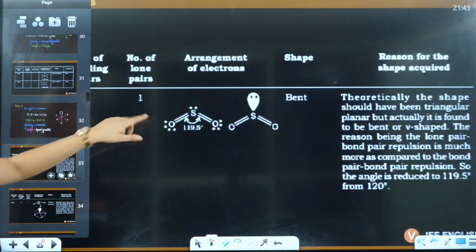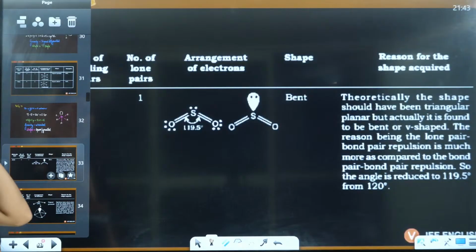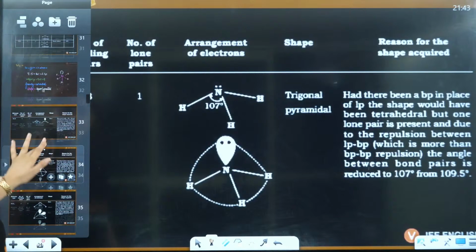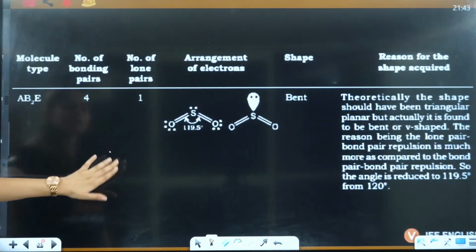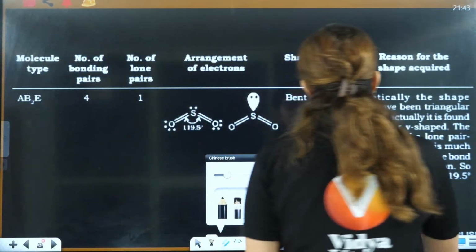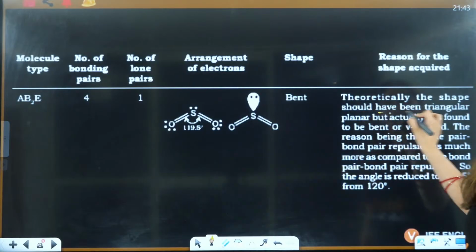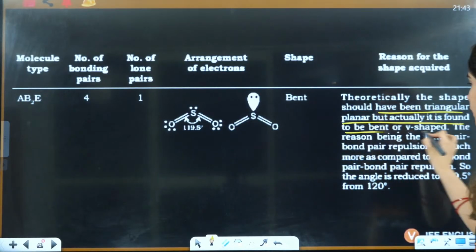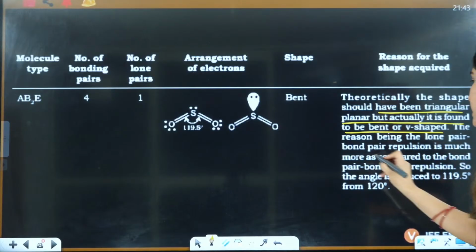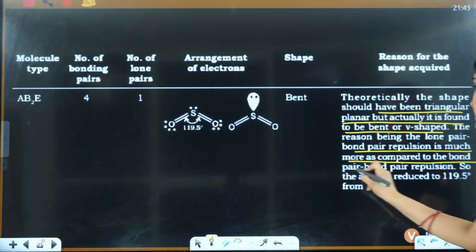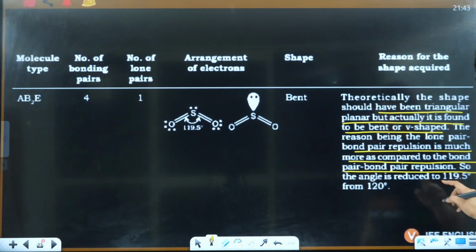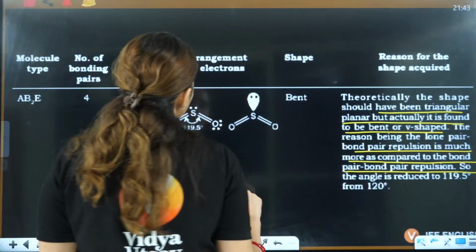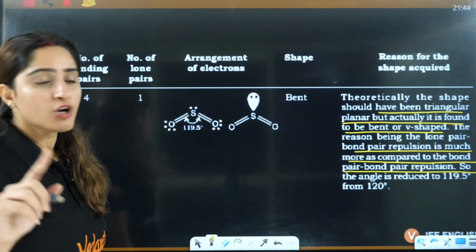Now let's talk about multiple bonds, okay? Have we discussed SO2? Yes, we have discussed that. Theoretically, the shape should have been trigonal planar, but actually it is found to be bent or V-shaped. The reason being lone pair bond pair repulsion is more as compared to bond pair repulsion. The angle is reduced to 119 from 120. Can you see there is a reduction of angle here?